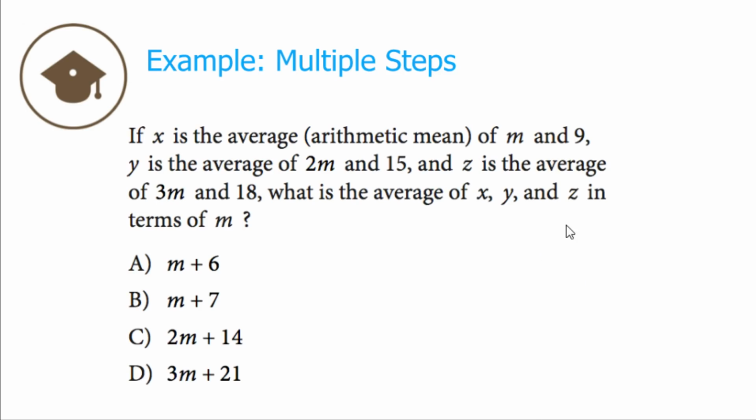If we read through this one, we see, okay, x is the average of m and 9, y is the average of 2m and 15, and z is the average of 3m and 18. If all of that's true, what is the average of x, y, and z in terms of m? That's pretty complicated. We have to find 3 averages, and then put all of that information together to find a 4th average. Pretty intense. This is a lot of work.